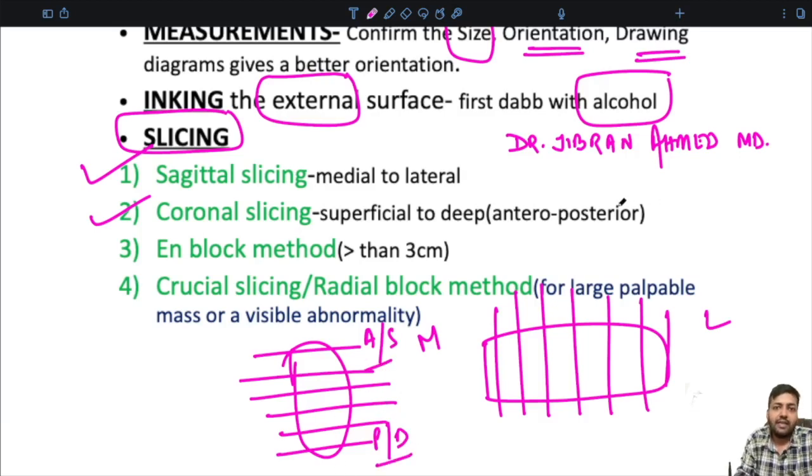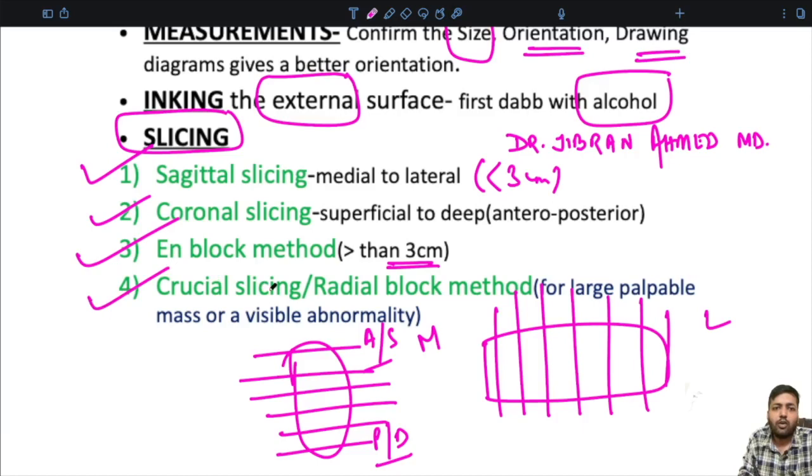Basically, this sagittal sectioning or slicing is done for specimens which are less than or equal to 3 centimeters. The entire specimen is given for tissue processing. But if the specimen is very large, more than 3 centimeters in size, we go for the en bloc method, wherein we do a selective grossing, because we cannot take so many sections. Otherwise it will become very difficult.